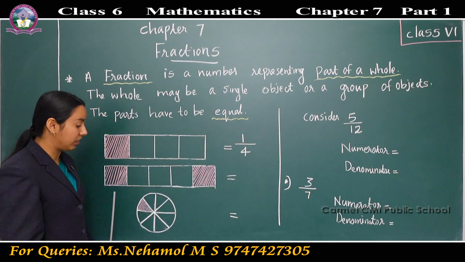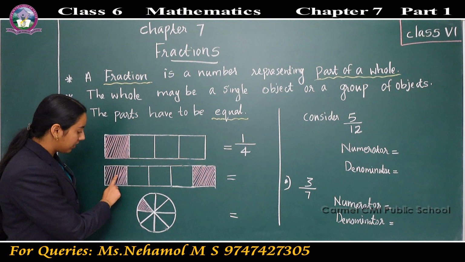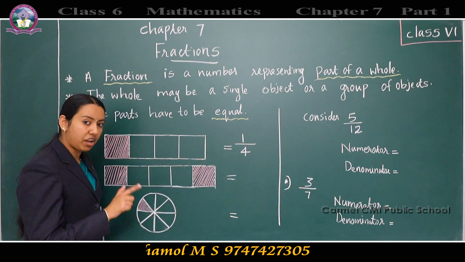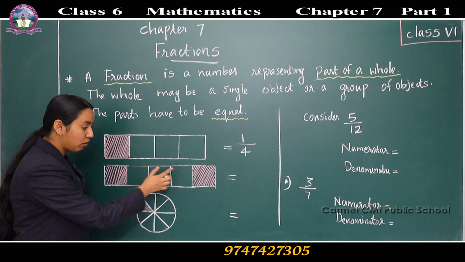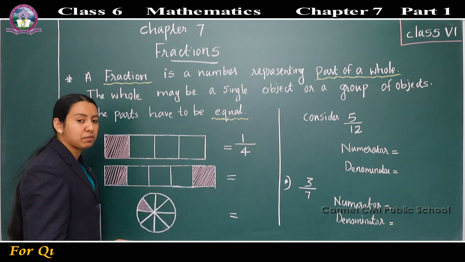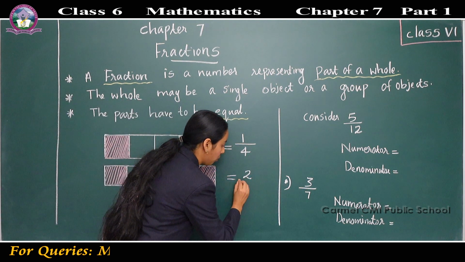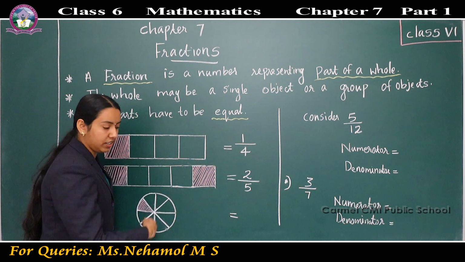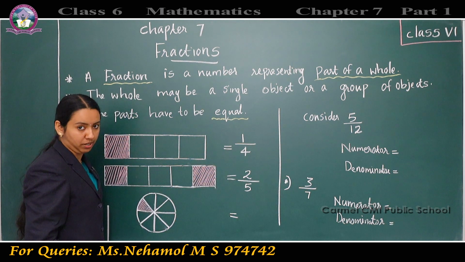Consider the second figure. How many parts are there? 1, 2, 3, 4, 5. 5 equal parts are there. Out of these 5 parts, 2 parts are shaded and we can represent it mathematically as 2 by 5. That means 2 parts are shaded out of 5 parts.